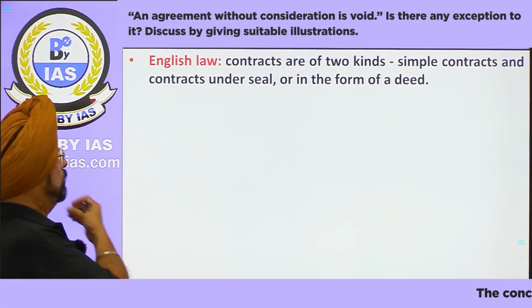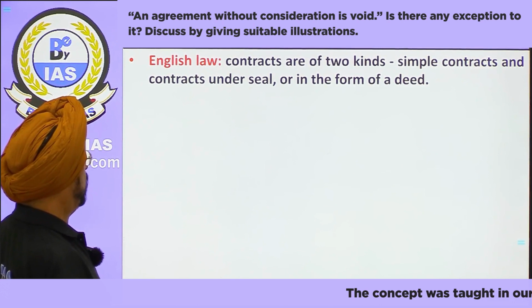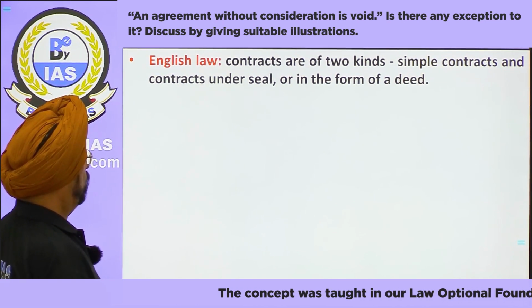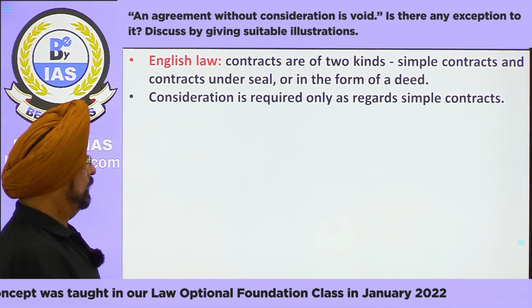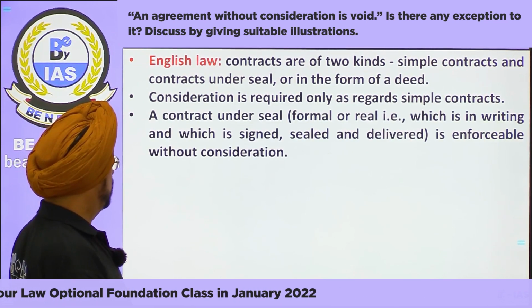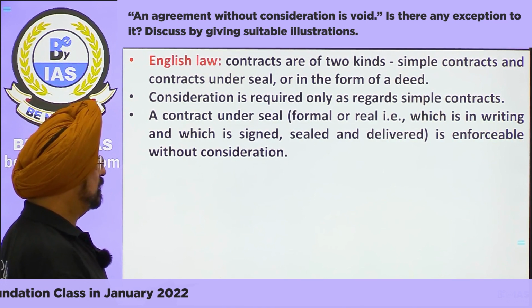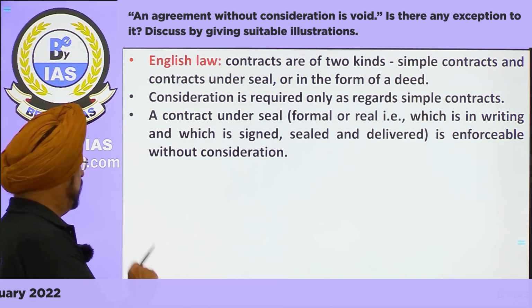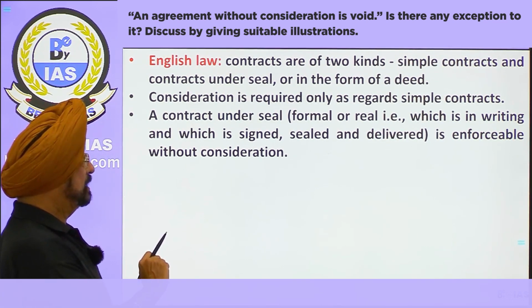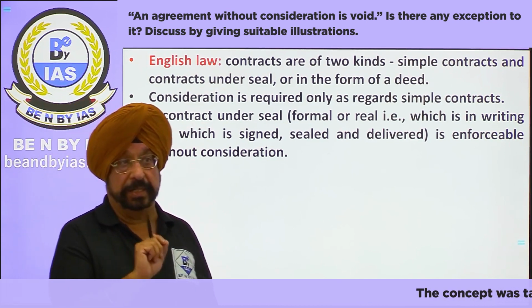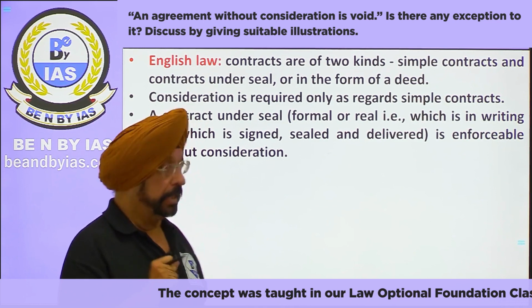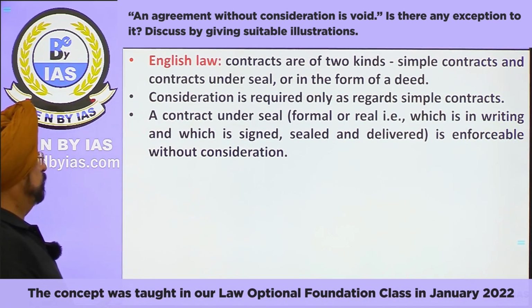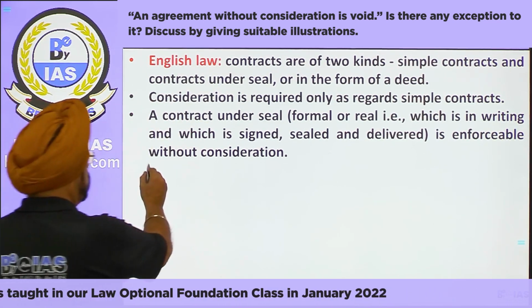Under English law, there are two kinds of contracts: simple contract or in the form of a deed. Consideration is required only as regards simple contracts. A contract under seal, that is, which is in writing, signed, sealed. Sealed का मतलब होता है registered. Seal किसकी लगती है? रजिस्ट्रार की. ठीक है? And delivered is enforceable without consideration.